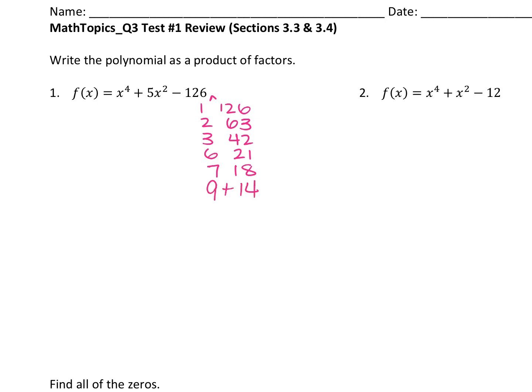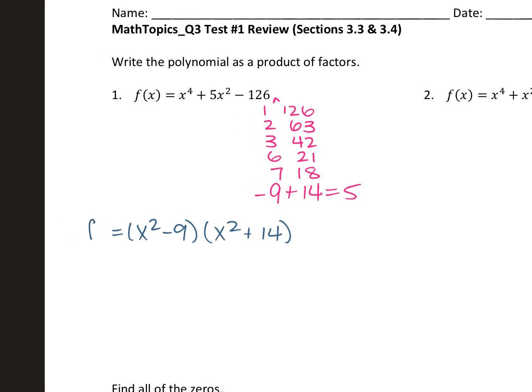If the 14 is positive and the 9 is negative, that's what's going to give you that 5. So this factors to give you x squared minus 9 times x squared plus 14. And remember, this is still equal to f of x.